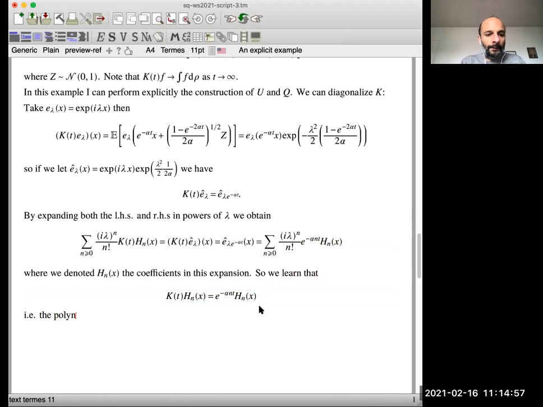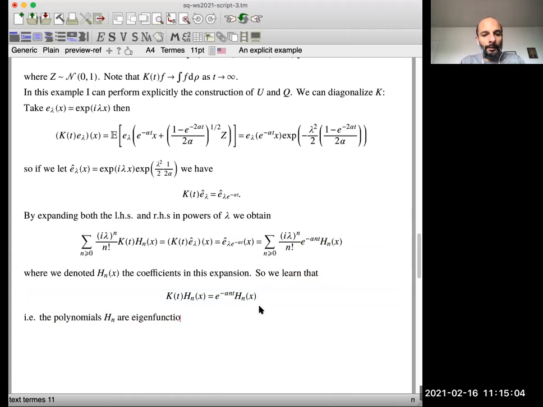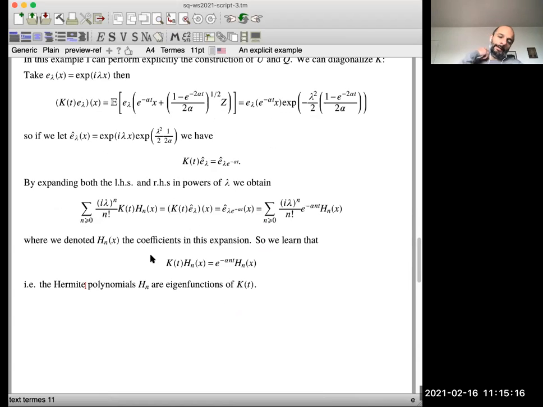So these polynomials are eigenfunctions of KT. They are called Hermite polynomials. I'm not sure they are properly normalized, so I will just use the definition. They are normalized according to that. They're really the coefficients in the expansion of this modified exponential.